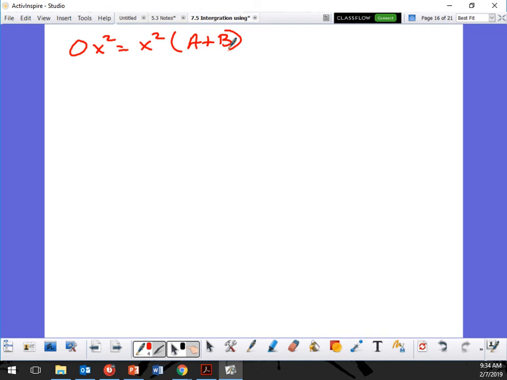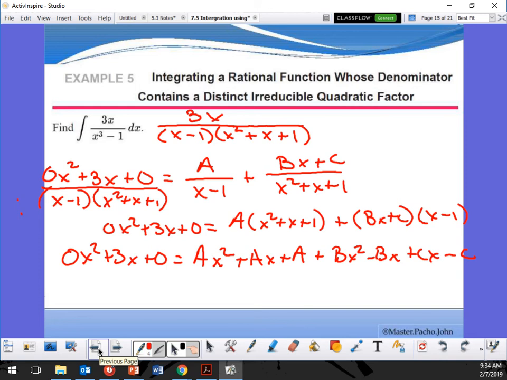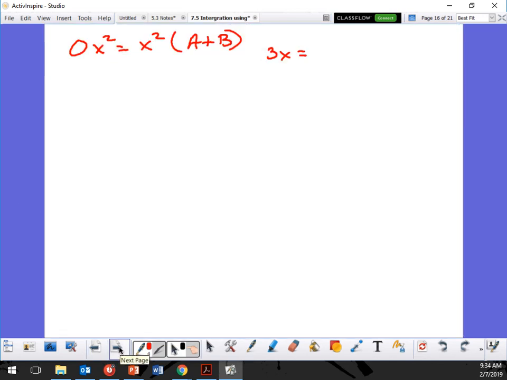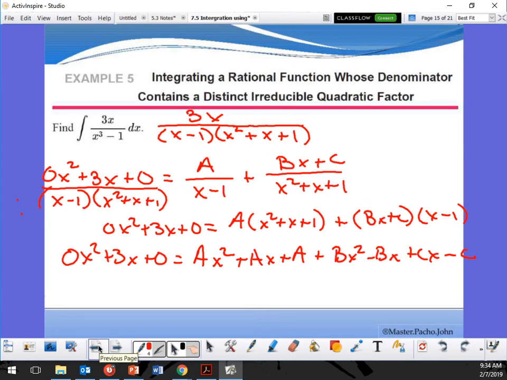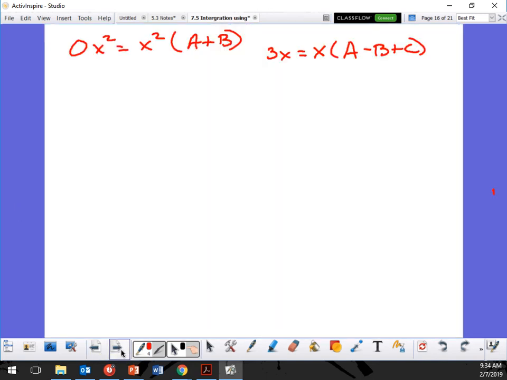And what about the 3x? I have a 3x, which is equal to ax minus bx plus cx. So it's going to be a minus b plus c, right? a minus b plus c. Yes. And then now constants.